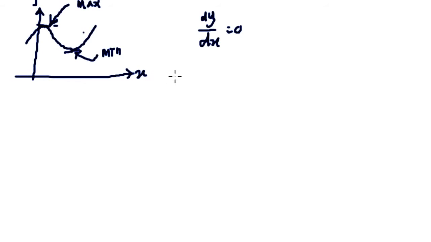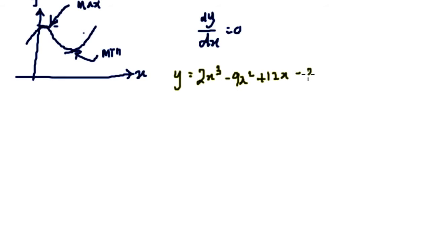If you were asked to find the turning points of y equal to x to the power of 3 minus 9x to the power of 2 plus 12x minus 3, you are going to have this type of curve. The first thing that you have to do is to differentiate it.